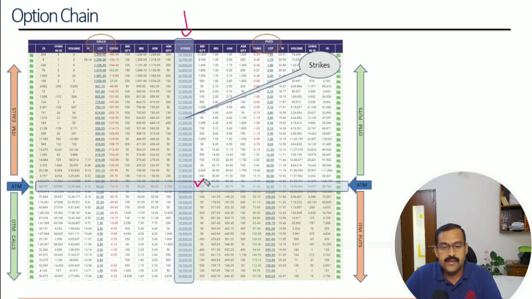Nifty is right now trading at 17,950. The spot is at 17,950. And if you go downwards, the strike price is increasing. You see here 18,000, 18,050, 18,100, etc. The step size for Nifty is 50. And if you go upwards, the strike price is decreasing.